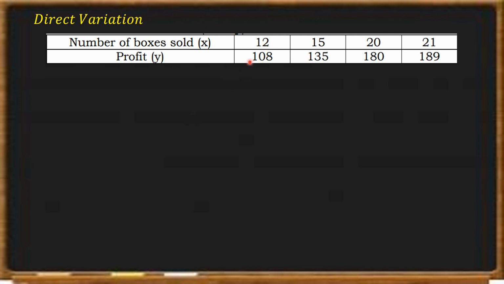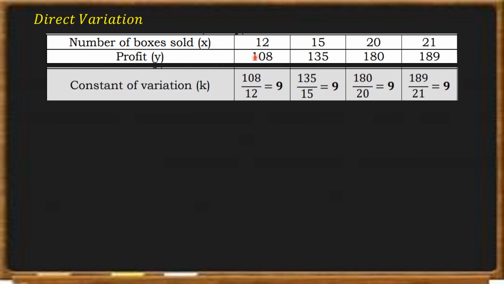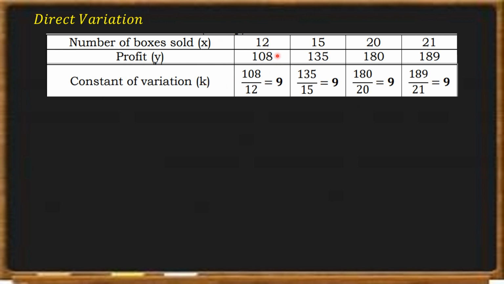The constant of variation is the ratio of y to x. So, the constant of variation is the ratio of 108 over 12. When you solve that, it's 9. 135 over 15, also 9. 180 over 20, 9. And 189 over 21, also 9. So, their ratio, y over x or y divided by x, are all the same. So, automatically, we are sure that this table is a direct variation.